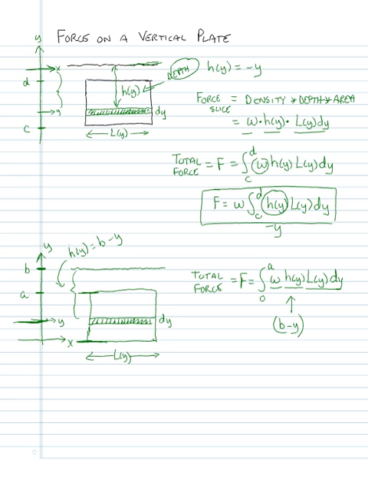Okay, our problem here is that we need to calculate a force. We have a dam that's shaped like a trapezoid with a height of 60 feet. The width of the top of the dam is 100 feet, and the width at the bottom of the dam is 40 feet. Find the hydrostatic force that the dam will need to withstand.